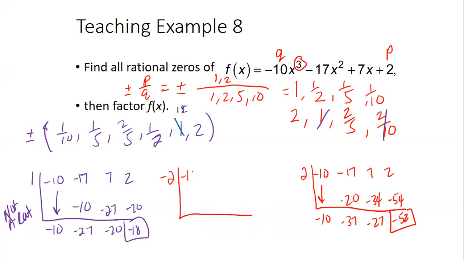So we have -10, -17, 7, and 2. Where did 34 come from? Right, I was just looking at that. What'd I write? You put 34.